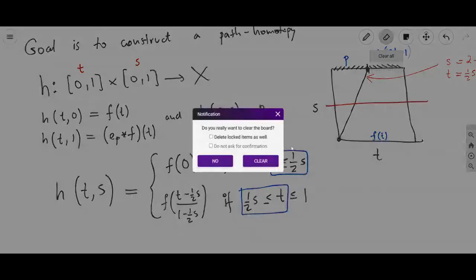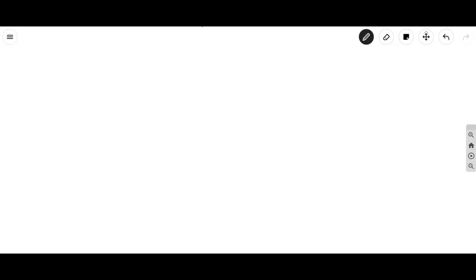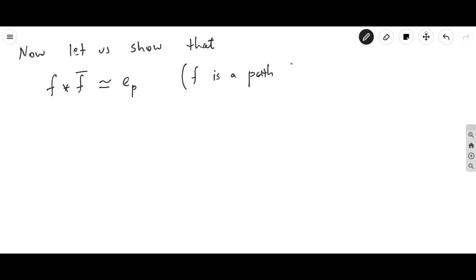Now, based on this theme, let's do the other one. So now let us show that, if we go f juxtapose f reverse, that should be homotopic with EP. This is the one with the reversal path. So here f is a path from P to Q. So let's work this out.